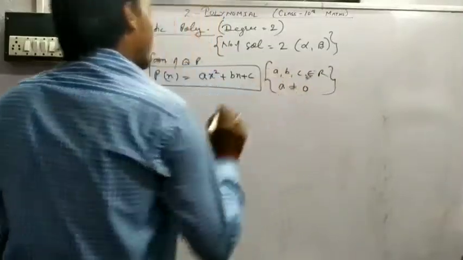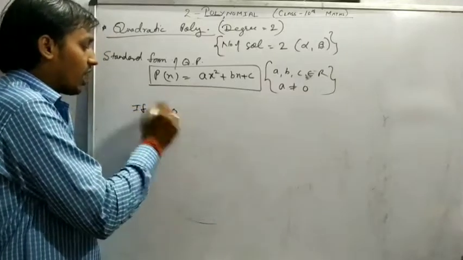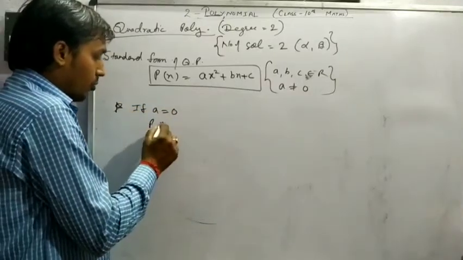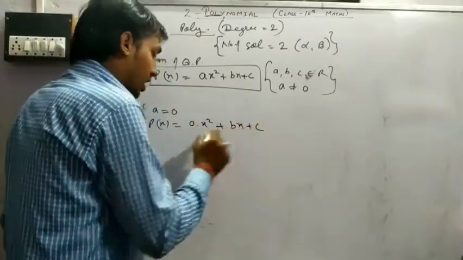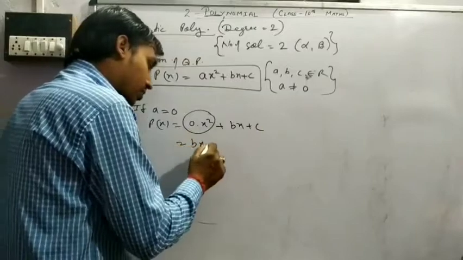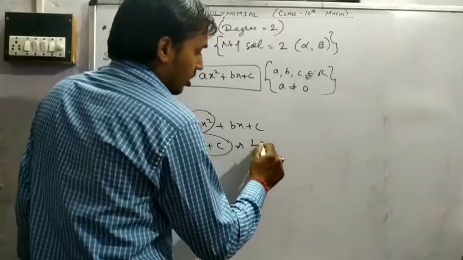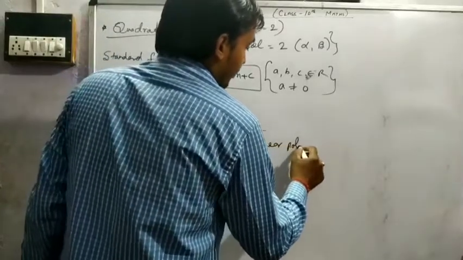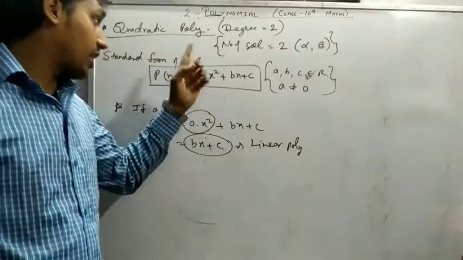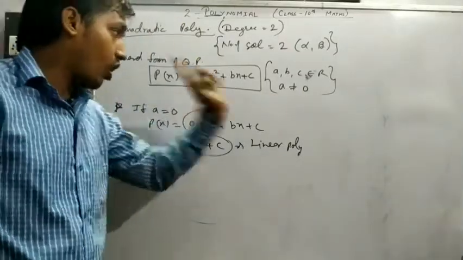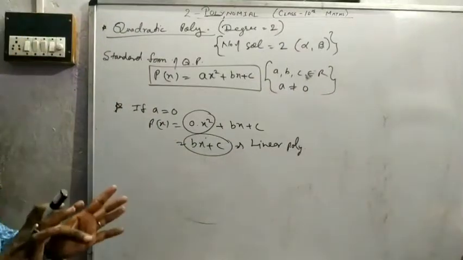You know, because if a is equal to 0, then p of x is 0x square plus bx plus c, that is bx plus c. It's degree 1, so that is a linear polynomial. So in the standard form of a quadratic polynomial, a must not be equal to 0. B and C can be equal to 0.